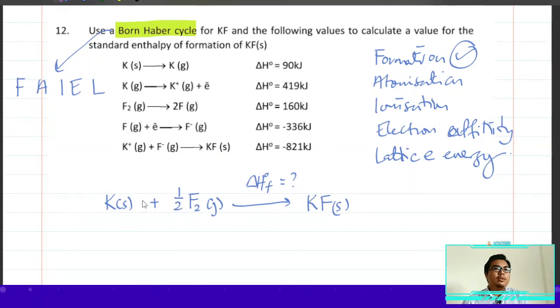Okay, so now we got the first part of the Born Haber cycle. Okay, settle yang itu. Alright, okay, next is to do atomization process pula. So atomization process is just that we take this element here, K solid and also F2 gas, forming it into a gaseous atom form.